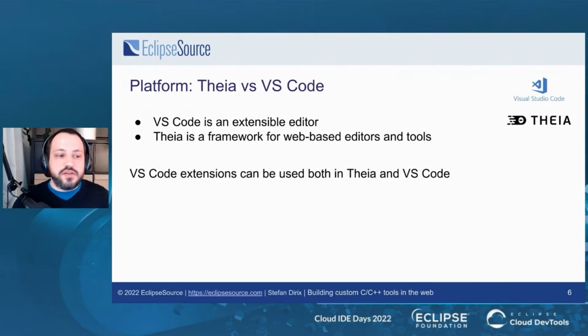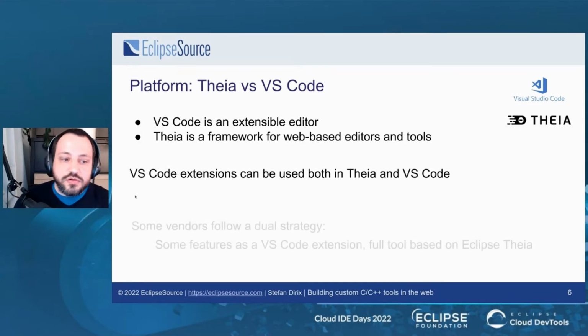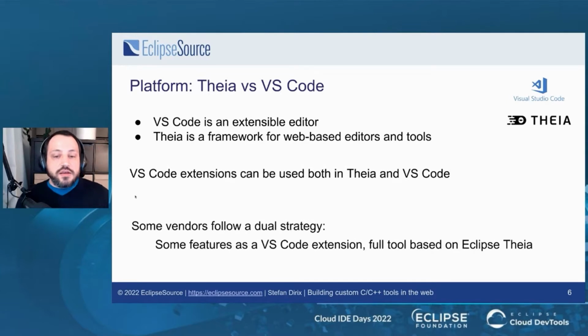The most interesting part is that VS Code extensions can be used in both. So you can use them in Theia and in VS Code. Therefore, you can, if you want to, run a dual strategy. If you say, okay, maybe I still want to run at least some of my functionality in VS Code, then you can do whatever is possible, because only limited functionality is available in VS Code, and then do your fully integrated, fully fledged tool based on Eclipse Theia, for example.